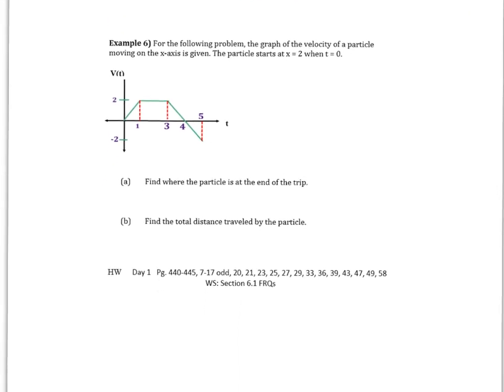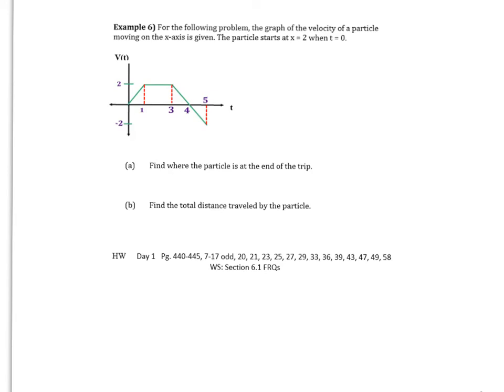Alright, so let's look at example 6. For the following problem, the graph of the velocity of a particle moving on the x-axis is given. The particle starts at x equals 2. So what that tells me is that the position at time 0 equals 2. I'm going to use that. Find where the particle is at the end of the trip.